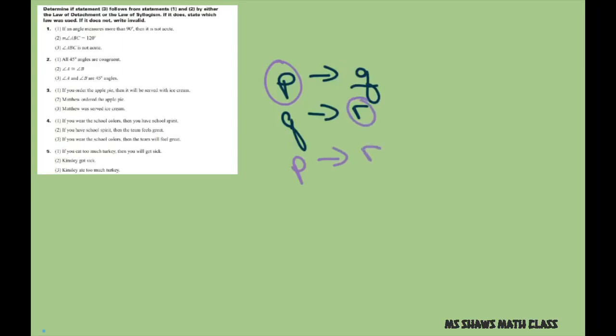Number 4: if you wear school colors, then you have school spirit. If you have school spirit, so here we're using our Q, our conclusion, as our hypothesis, then the team feels great. So if you wear school colors, we're back to P again, then the team will feel great. That's your law of syllogism.